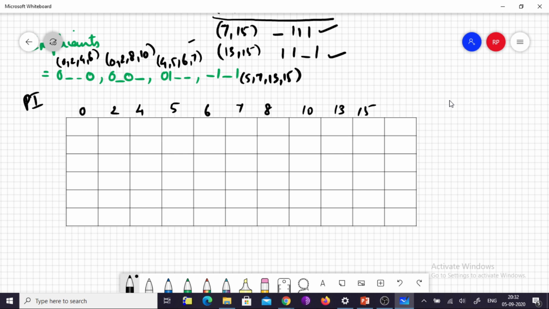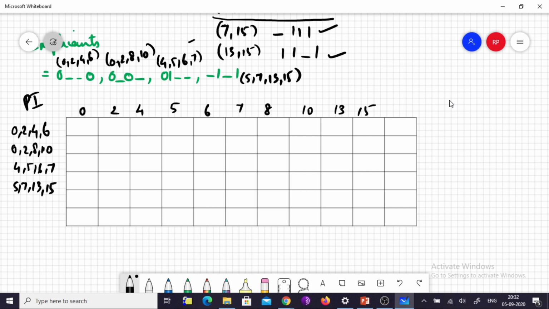The first implicant is 0, 2, 4, 6. I will write it down here, 0, 2, 4, 6. The second implicant is 0, 2, 8, 10. Let me write it as 0, 2, 8, 10. The third implicant is 4, 5, 6, 7. And the final implicant is 5, 7, 13, 15.